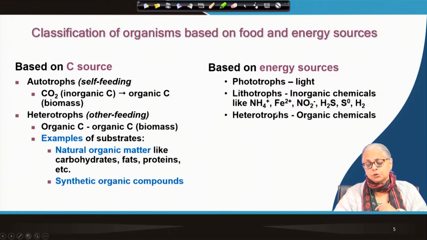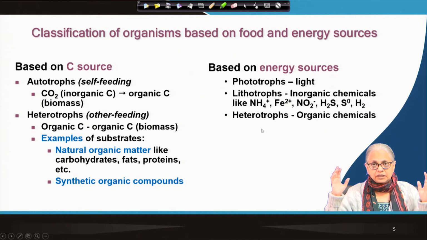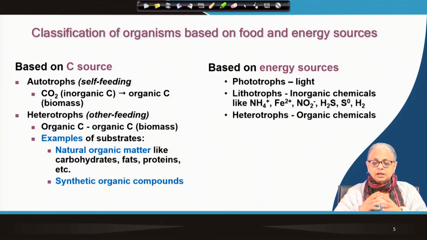And finally, heterotrophs. Heterotrophs, as I said, derive both mass, in terms of organic carbon, as well as energy from organic compounds. Just think of yourself. You're a heterotroph. What do you do? You eat food. What does food give you? It gives you both mass as well as energy. That energy and mass both are coming from the food. So that's what heterotrophs are all about.